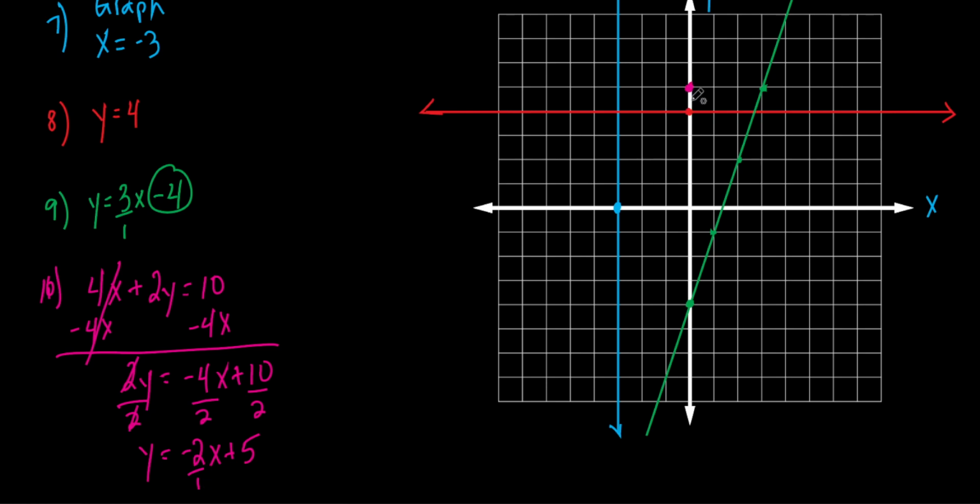So I'm going to go down 2, 1, 2, to the right 1. I'm going to do that a few times just to make sure my graph is nice and accurate. So I'm going to go down 2 over 1, 2, 1, 2, 1, and so on. Okay, that's good enough. And then I connect them. And that should be a nice, accurate graph. Right there. There it is.